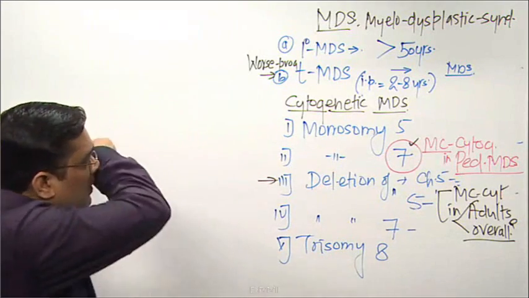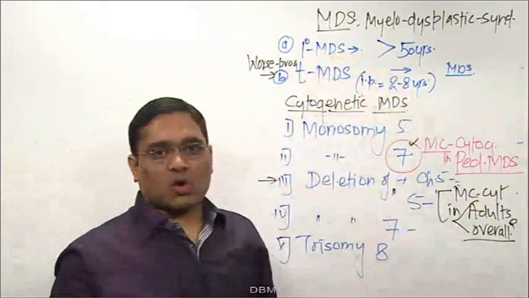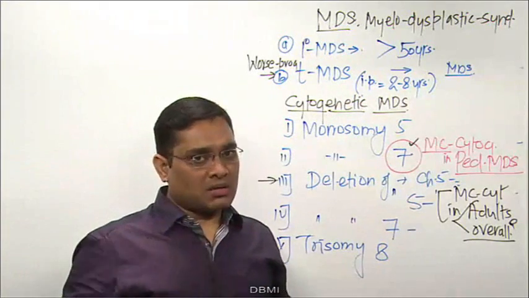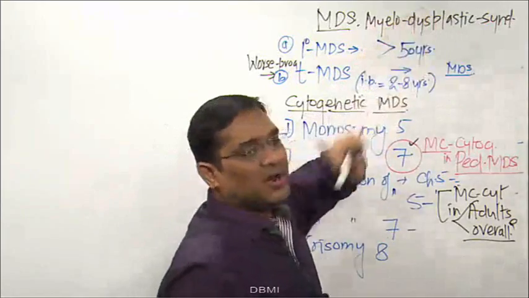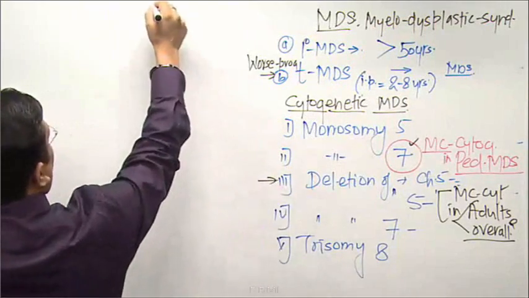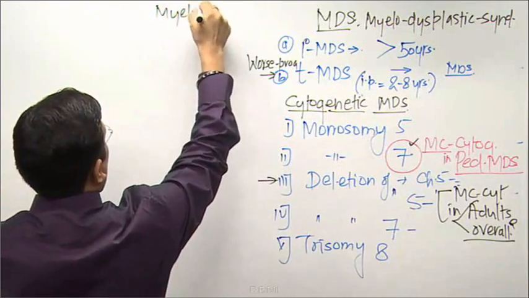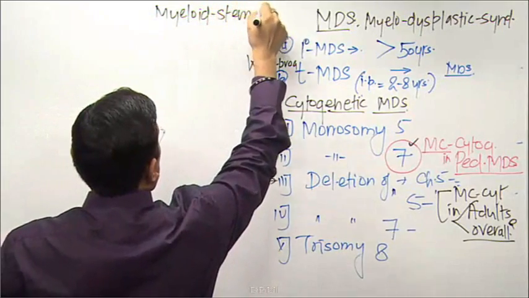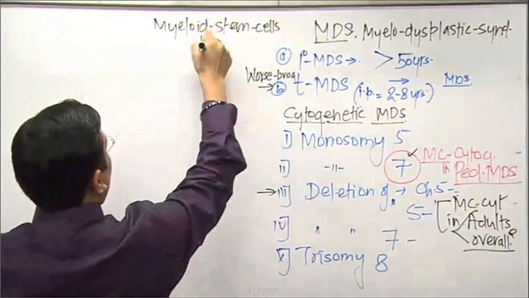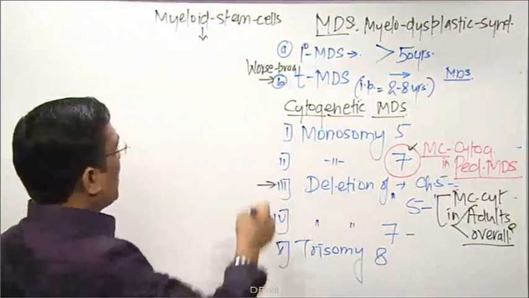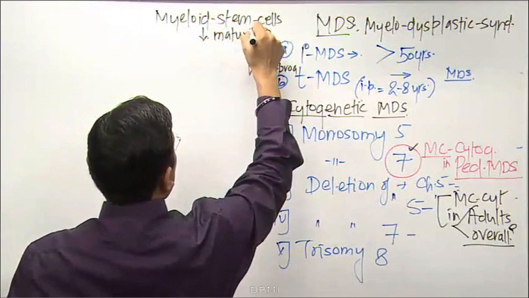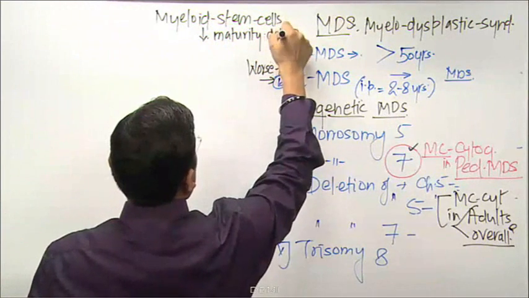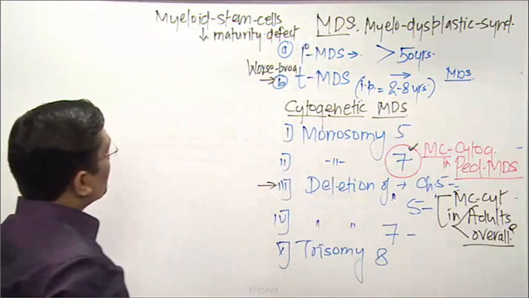So as I was talking about myelodysplastic syndrome, what is the pathology in myelodysplastic syndrome? So it is a dysplasia of myeloid stem cells. What are myeloid stem cells? Myeloid stem cell dysplasia means a maturity defect. So there will be a maturity defect in myeloid stem cells.